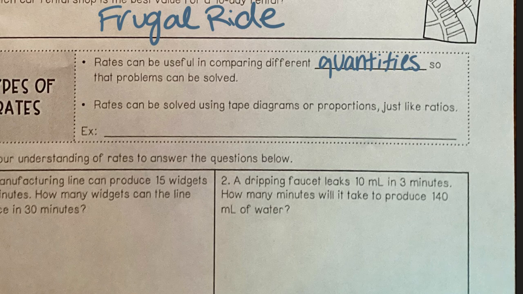Quantities are just amounts. It's another word for amounts. Rates can be solved using tape diagrams or proportions just like a ratio. So for example, we can use rates to find prices or speed, right? How fast are you going down the road compared to how many miles you're driving. So miles per hour. Again, we just use them to compare different types of quantities or units of measurement, really.